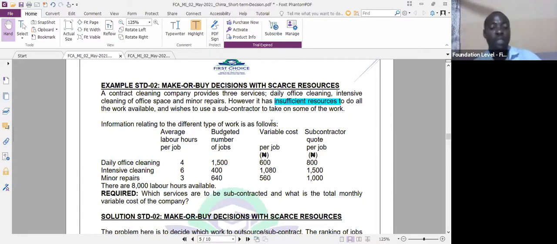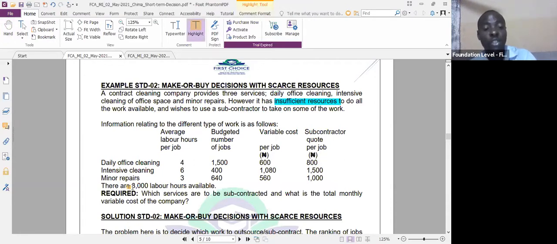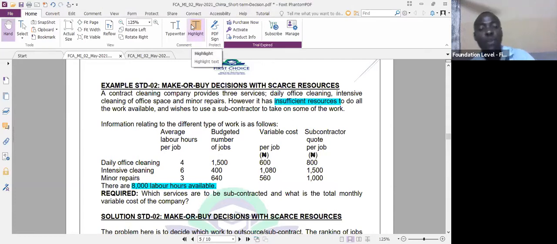Now, if you look at this data, what interests me here so much is the restriction. This 8,000 hours available is what makes it a scarce resource. So we are telling them that we cannot do anything above 8,000 hours. And so if all our requirements are more than 8,000 hours, we are going to find a way to subcontract some of these jobs to outsiders. So how do we go about this solution?